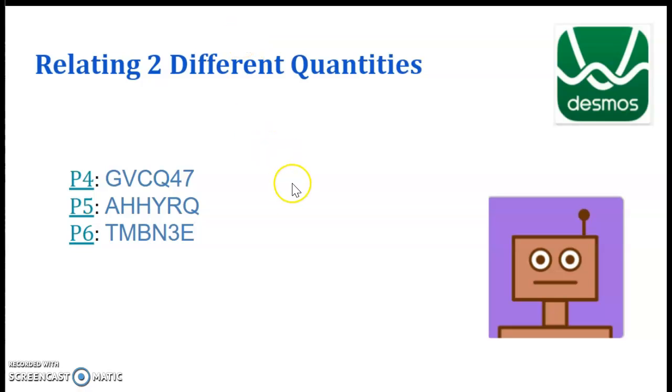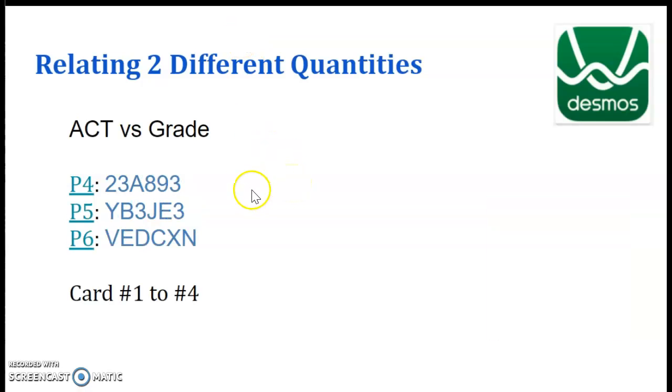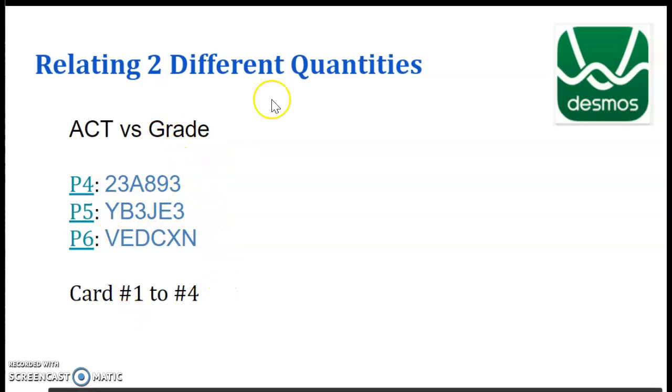Okay, so that was the first Desmos exercise. Now you're going to go to the second Desmos exercise, and this time, instead of robots' eye distance and height, we're going to compare students' ACT versus their GPA or their grade. This is the Desmos exercise that you're going to be working on, just the first 4 cards.